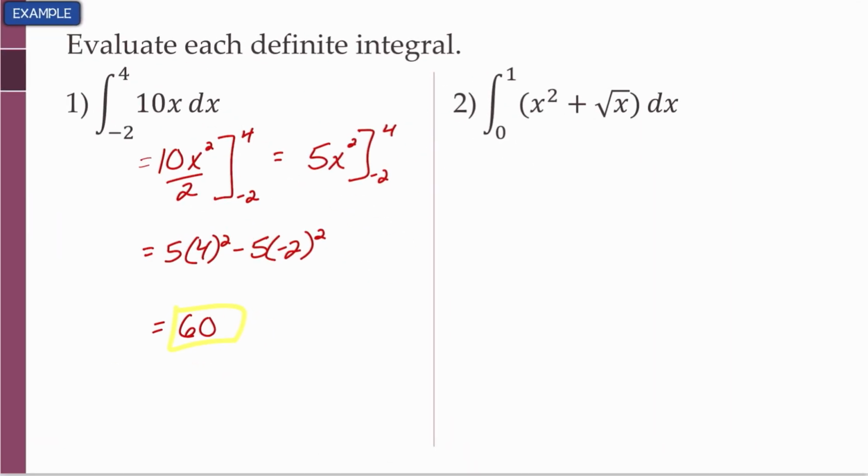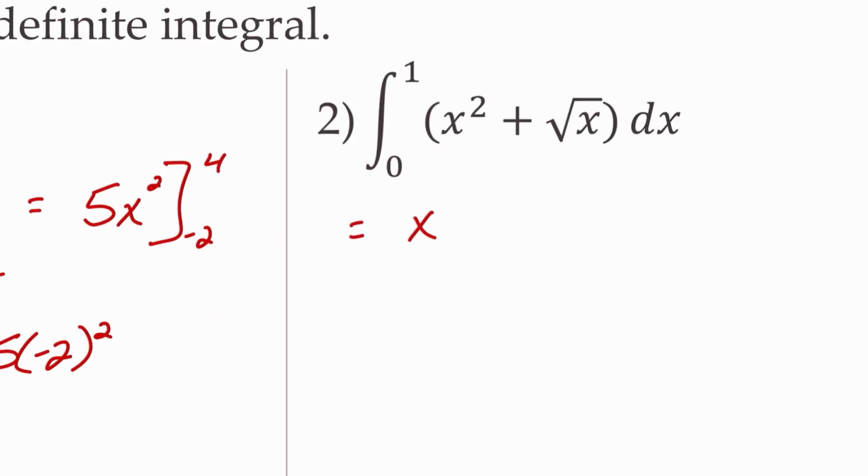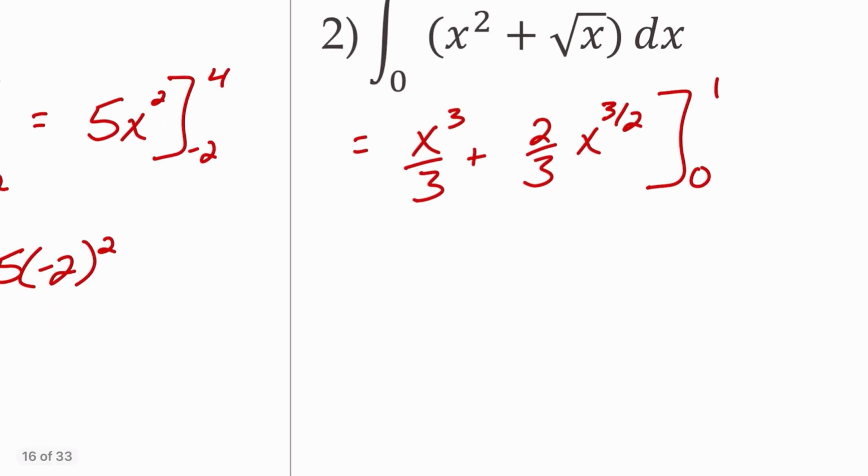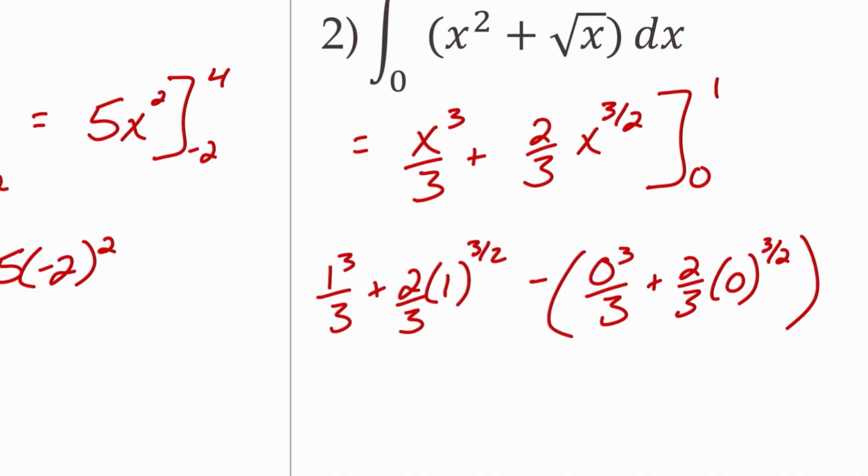Let's take a look at the next one. Pause the video and try this one on your own. All right, we're going to do the antiderivative of x squared, which is x cubed over 3, and then the antiderivative of x to the 1/2 is 2/3 x to the 3/2, and we're going to evaluate that from 0 to 1. So plugging in the 1 first, this is 1/3 plus 2/3, and that's going to be 0 plus 0 for the lower bound. So we're going to get 1.